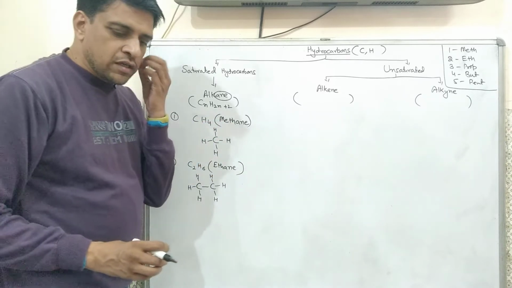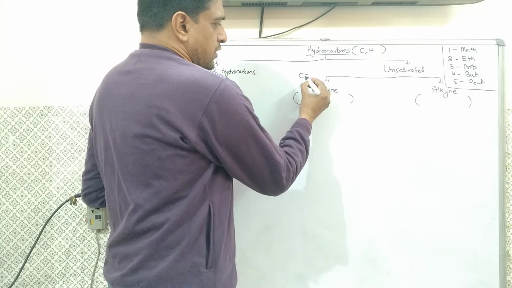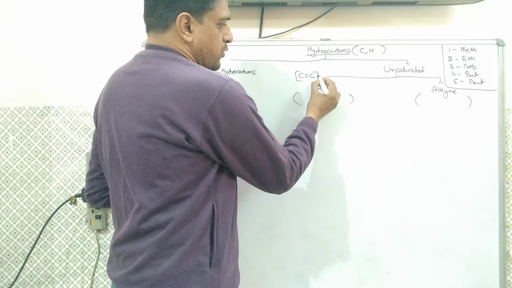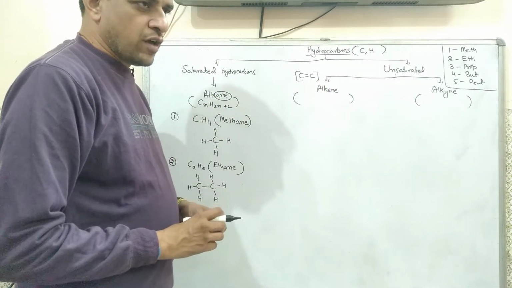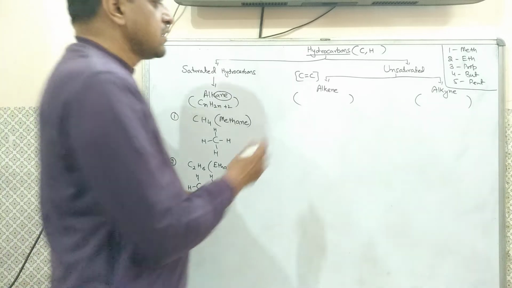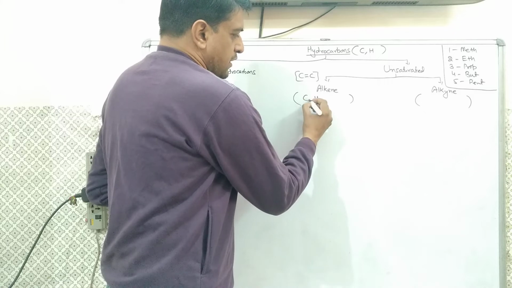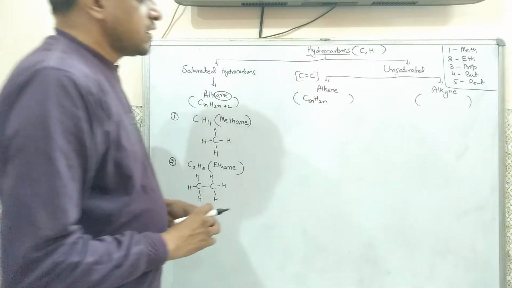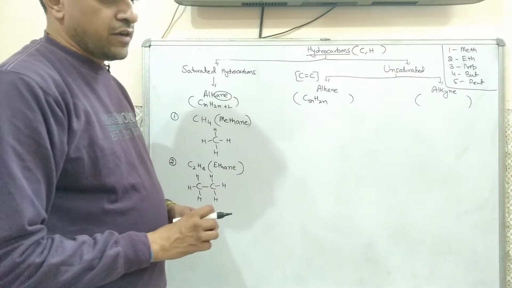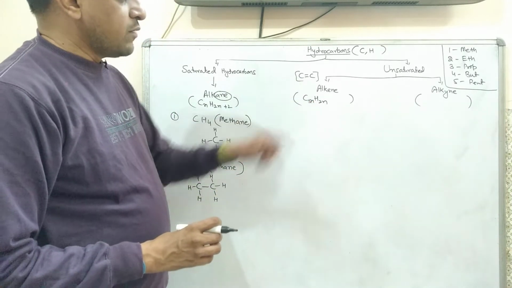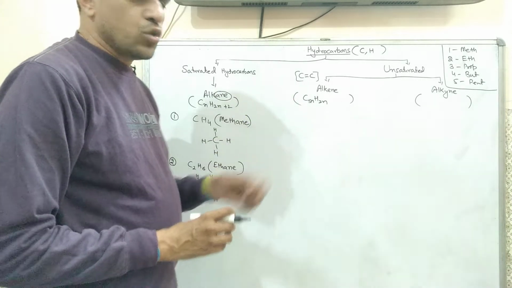Now come to another structure, that is alkene. An alkene must have at least 1 double bond between any 2 carbon atoms. That means it is an unsaturated hydrocarbon. To draw this structure, the general formula is CnH2n. That means if the carbon number is n, hydrogen must be double the number of carbon atoms, and at least 1 double bond should be there between 2 carbon atoms. That means it must start from 2 carbon atoms.